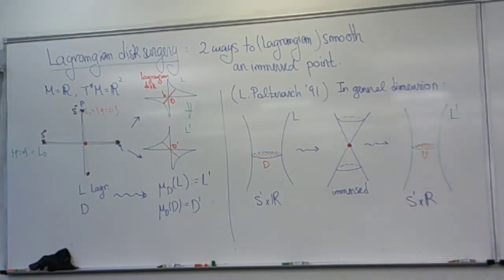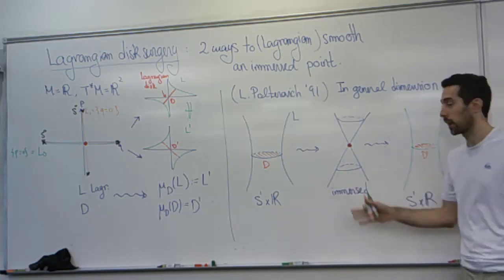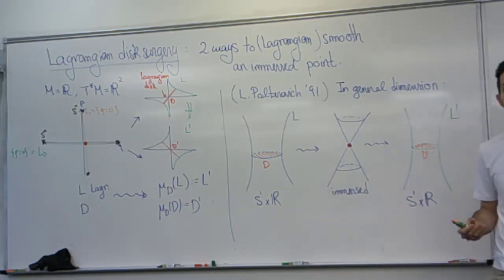Okay, questions on Lagrangian disk surgery? How do you show that they're not Hamiltonian isotopic? Well, they will typically not be Hamiltonian isotopic. That will depend on the circumstances. Classically, it was first shown by counting holomorphic disks, but the sheaves are also going to be different.